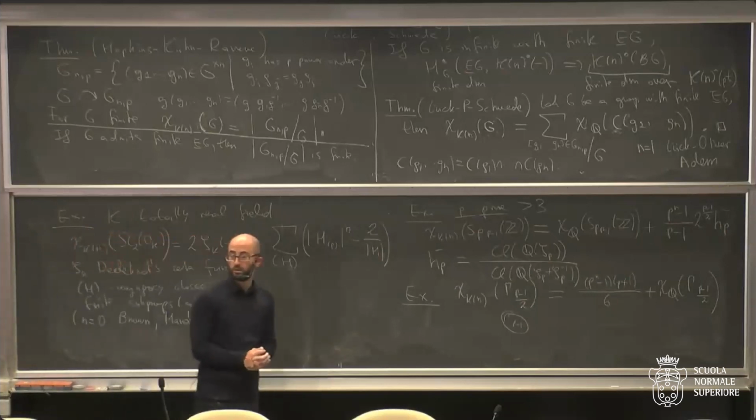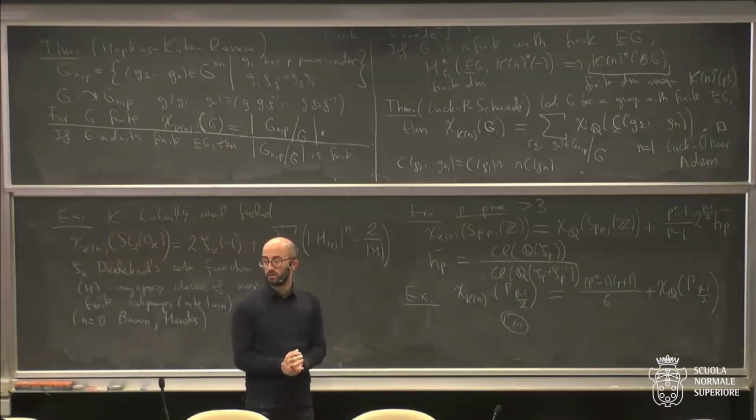So do you have some results saying that the Euler characteristic for K_n is bigger than the one for K_{n-1}? Or do you expect something like that?